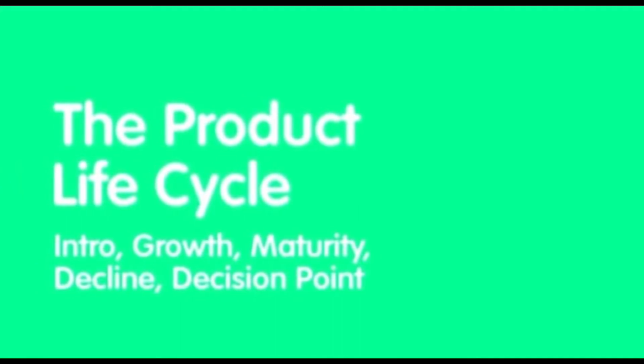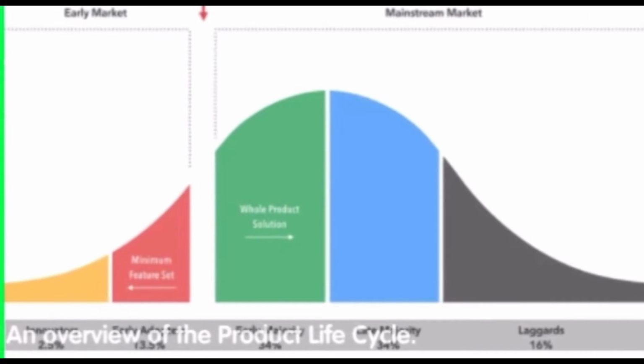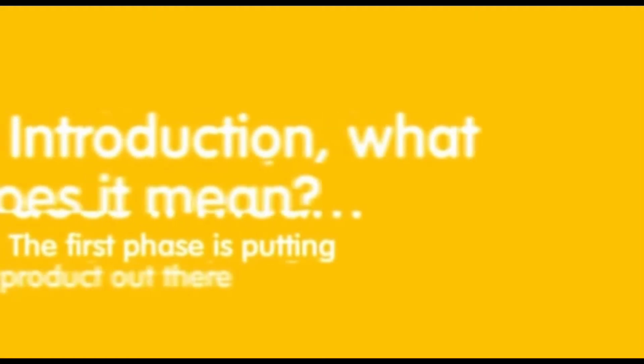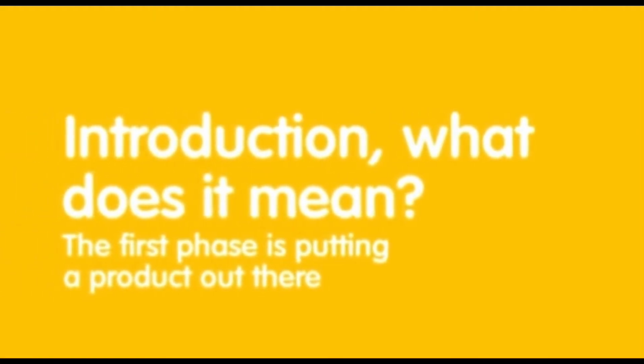The product lifecycle: introduction, growth, maturity, decline, and extension strategies. So let's have a look at what each of these stages indicate and some examples associated with them. The introduction stage describes the launch of a product. It's the first phase in putting the product out there. Heavy advertisement is usually required in this stage.